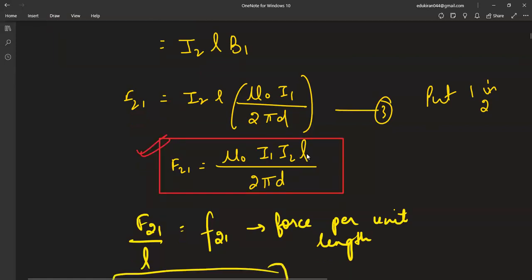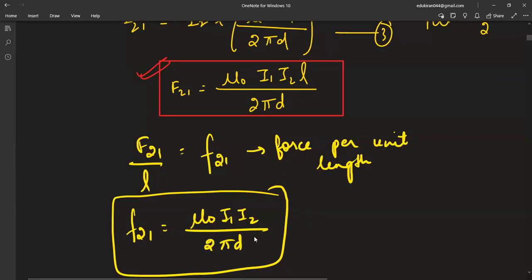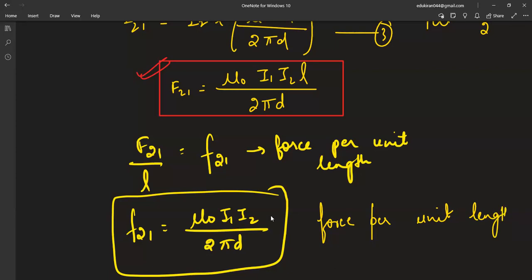Now class, if I bring this length over here, that becomes force per unit length. For that, I'm using the symbol small f, because somewhere you will find that force per unit length is given, not just simple force. For force per unit length, bring this length over here. So what do we obtain? F21 is mu naught I1 I2 by 2 pi D. Only if force per unit length is mentioned, use this formula. Otherwise, for just the force between two conductors, use the earlier formula.